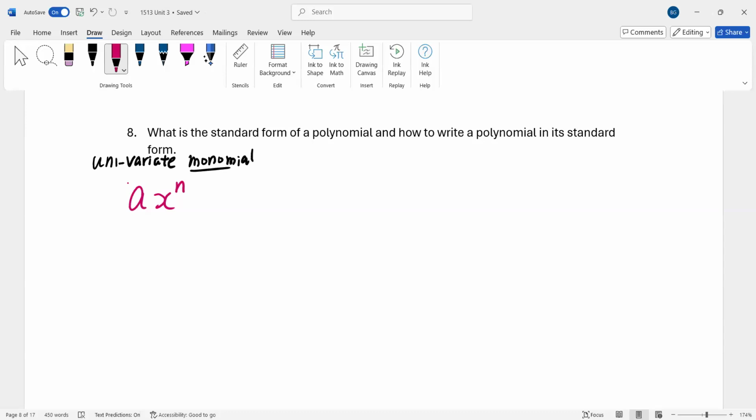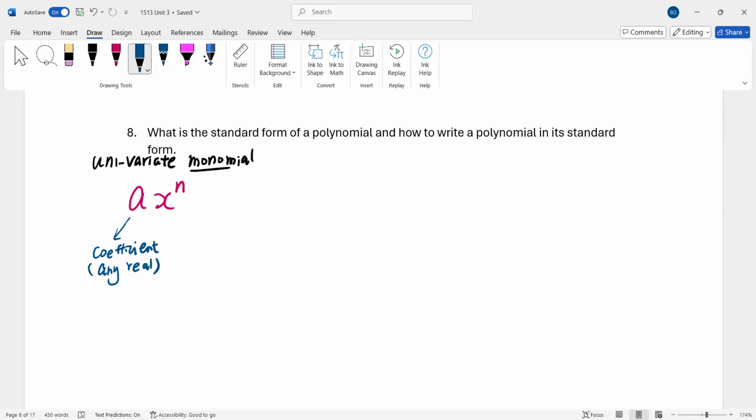This form has three parts. The first part is the number a, and a here is the coefficient. We call a the coefficient of the monomial, and it is a number. The number could be any real number. So a, as the coefficient of the monomial, could be positive, negative, zero, a fraction, a decimal, rational, or irrational, as long as it is a real number. So that's the first part in the form.